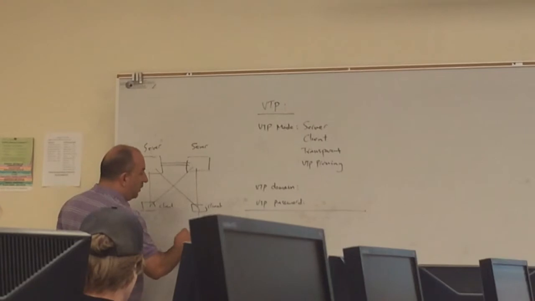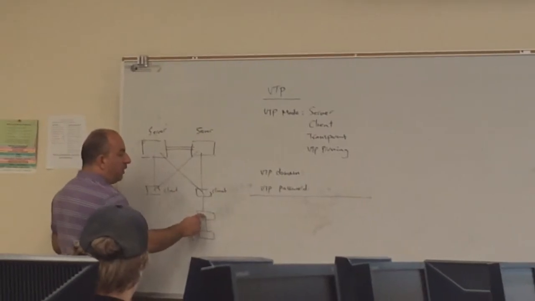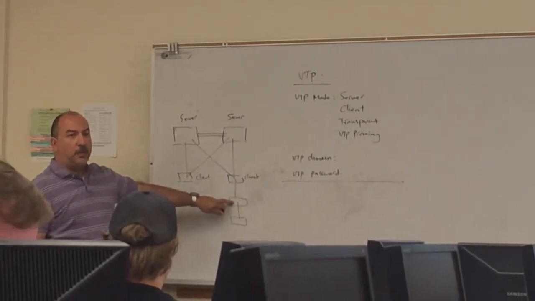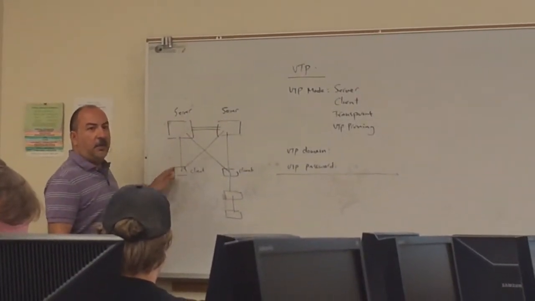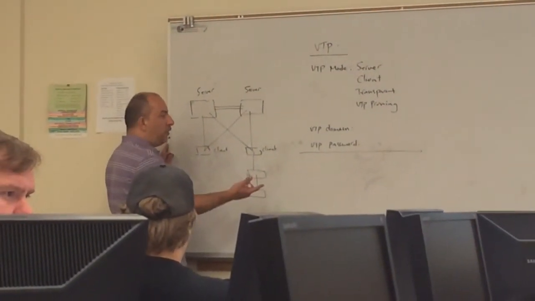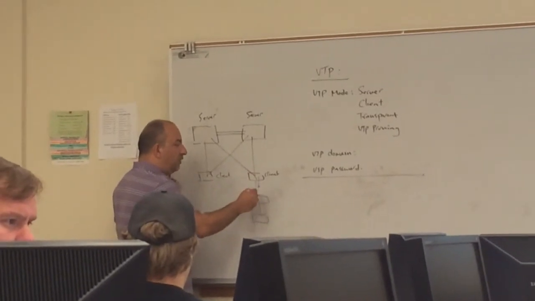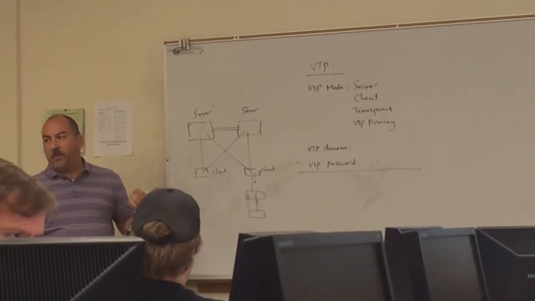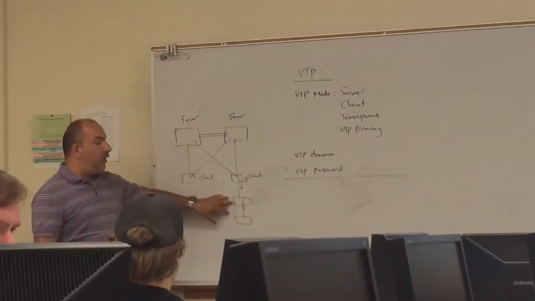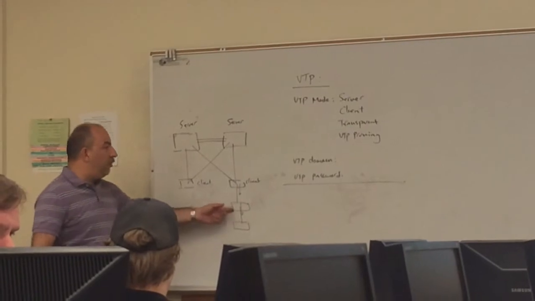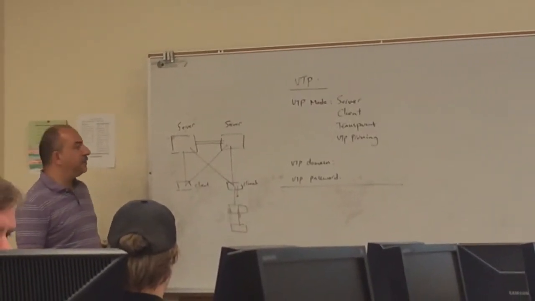if I have a switch here, transparent, and another switch here, this switch can belong to the VTP domain. The transparent one doesn't participate. Any VLANs you add or subtract on this switch are not going to reflect on any of these switches, okay? But a transparent switch, that's why they call it transparent, will pass the VTP frames through it to the next switch. It just does not take them into account. It doesn't process them, okay? So if you want to have a switch sitting between two switches that participate in VTP, put that switch in transparent mode, okay?